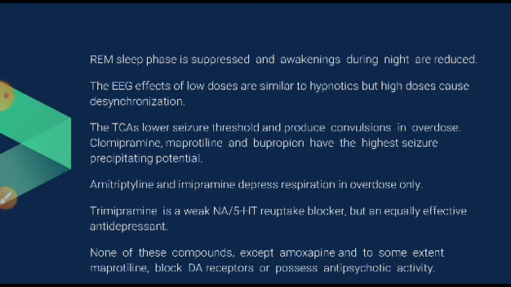Clomipramine, maprotiline, and bupropion have the highest seizure precipitating potential. Amitriptyline and imipramine depress respiration in overdose. Trimipramine is a weak noradrenaline and 5-HT reuptake blocker, but an equally effective antidepressant. None of these compounds except amoxapine and to some extent maprotiline block dopamine receptors or possess antipsychotic activity.